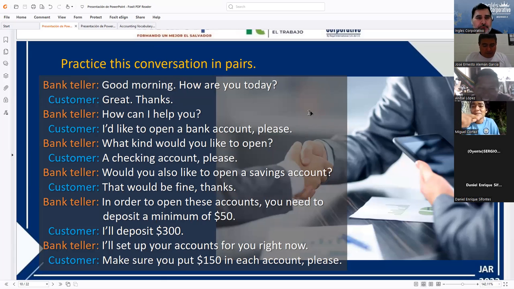What's the meaning of set up an account? It says set up your account, right? But what's the meaning of set up? To establish the parameters of the account is to open the account and set up the parameters. So that is, I'll set up your accounts for you right now. Means I will get the accounts ready for you to use them, right? Set up, get them ready for you to use. Okay, set up. Any other question?